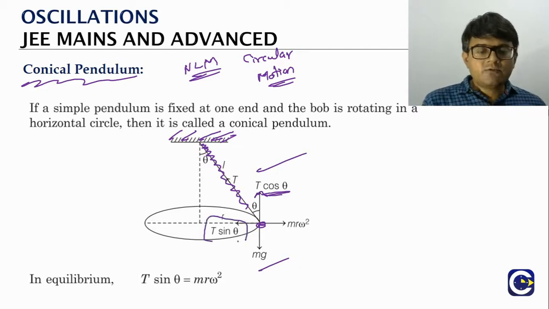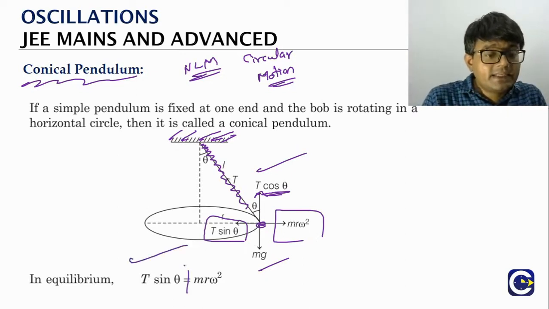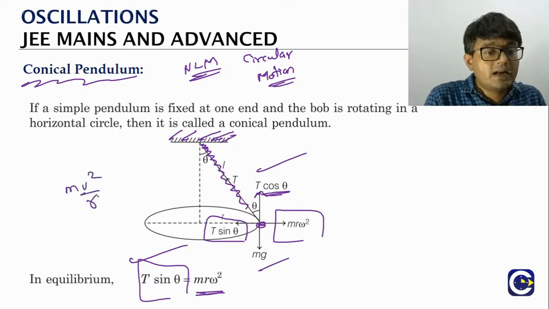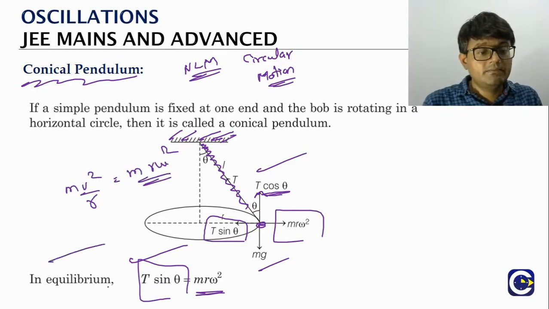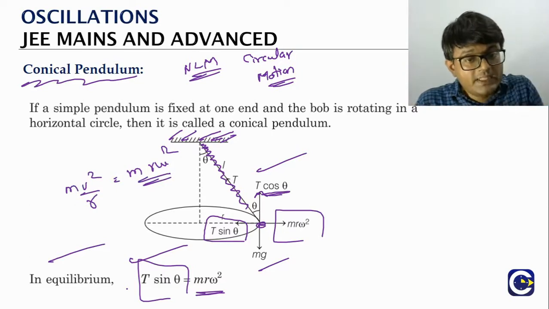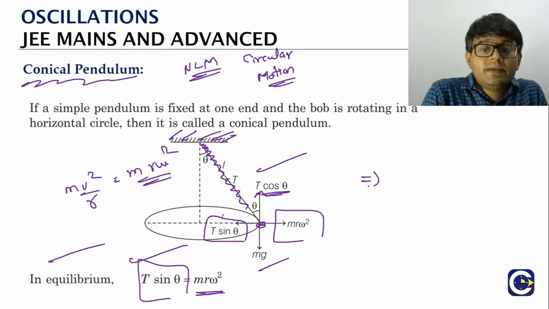The horizontal force, which is T sin theta, will provide the centripetal acceleration. Means T sin theta should be equal to what? Either we will say mv square by r, or we can say it as mr omega square. So what is the required condition? T sin theta will be equal to mr omega square, because that will provide the centripetal acceleration.